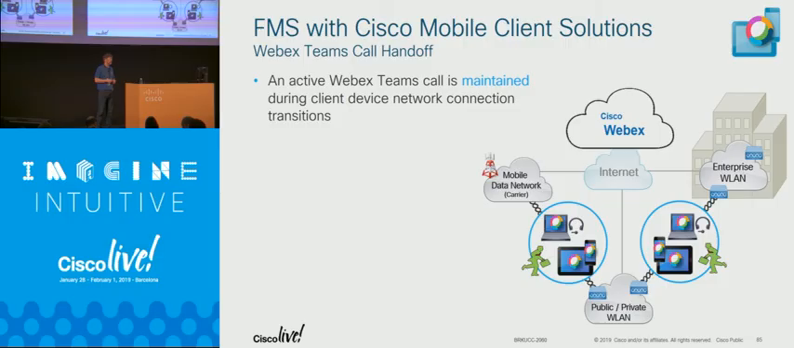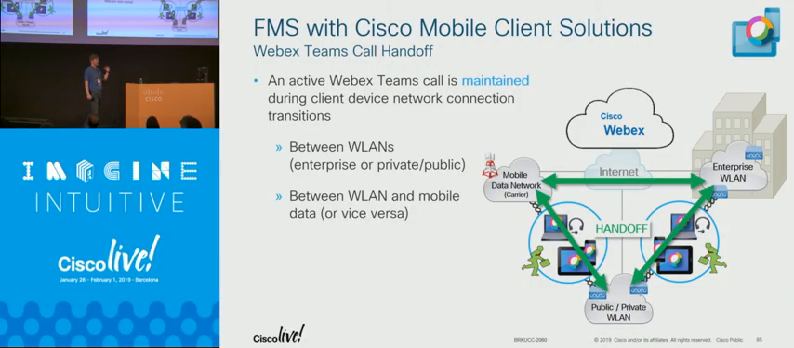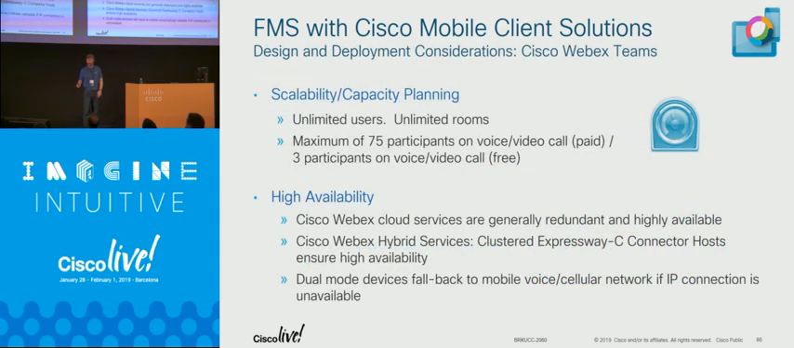Another thing just to point out with WebEx Teams, which is different than Jabber, is the ability to automatically hand off calls between the Wi-Fi and the mobile data network on those mobile devices. This can automatically happen because they are cloud registered clients. We have the ability, whether we're moving between wireless LANs, enterprise to public, or moving from mobile data to Wi-Fi or vice versa. In all of those situations, the call will maintain and continue as the client shuffles from one network interface to another.